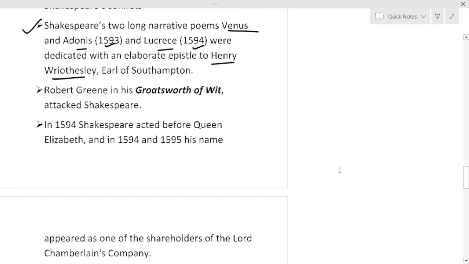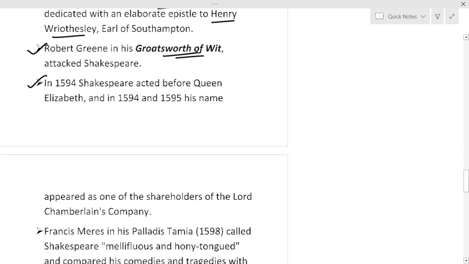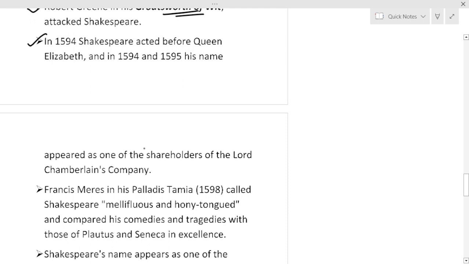Robert Greene, in his Groatsworth of Wit, attacked Shakespeare and condemned Shakespeare's creativity. Who is Robert Greene? Robert Greene is one of the University Wits. They did not acknowledge Shakespeare as a dramatist of his own merit. In 1594, Shakespeare acted before Queen Elizabeth, and in 1594 and 95, his name appeared as one of the shareholders of the Lord Chamberlain's Company.